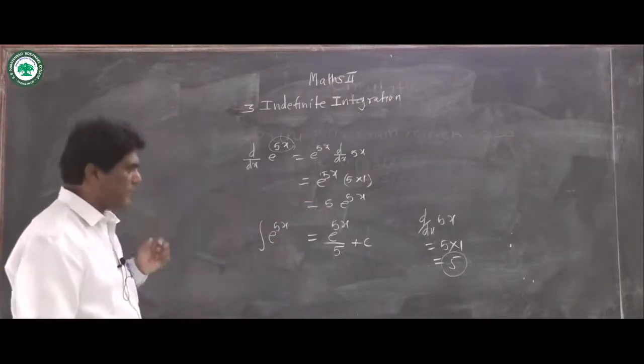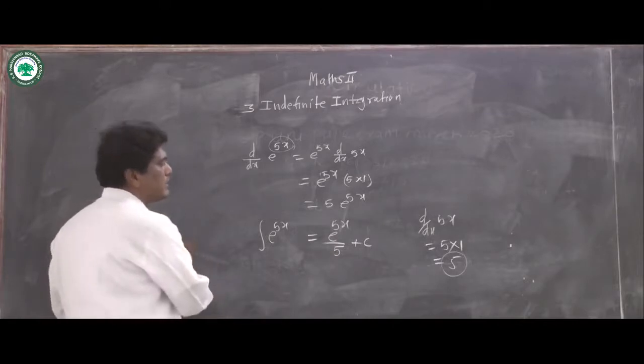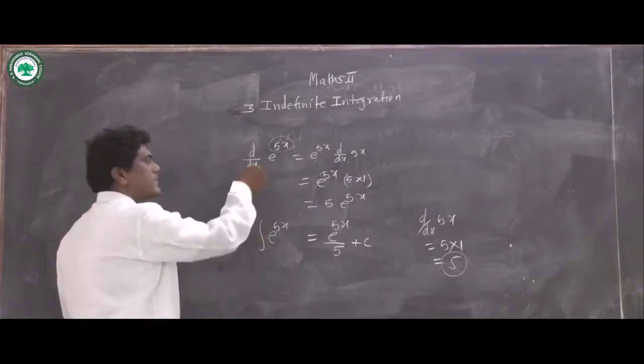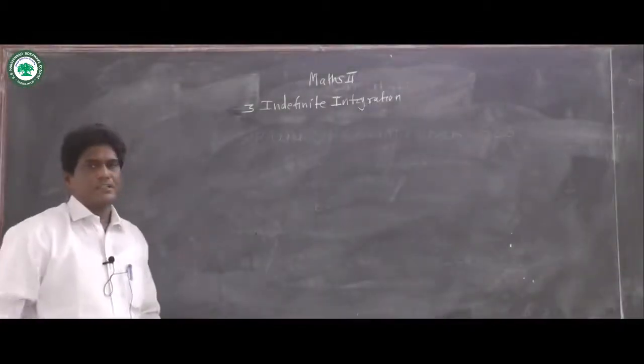So we get the derivative of and integration of a composite function, and this is the difference between these two. Now we see here the theorems.